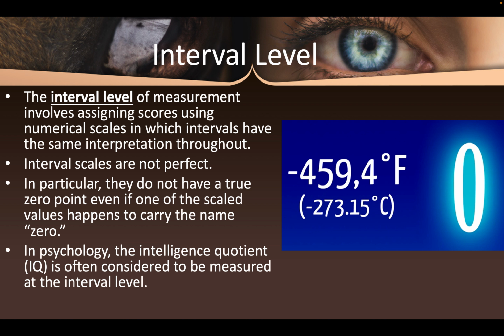The interval level of measurement involves assigning scores using numerical scales in which intervals have the same interpretation throughout. Interval scales are not perfect. In particular, they do not have a true 0 point, even if one of the scale values happens to carry the name 0. In psychology, the intelligence quotient is often considered to be measured at the interval level.